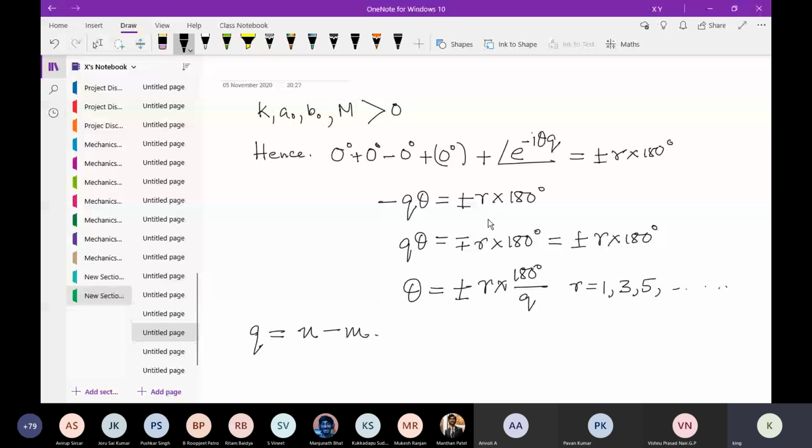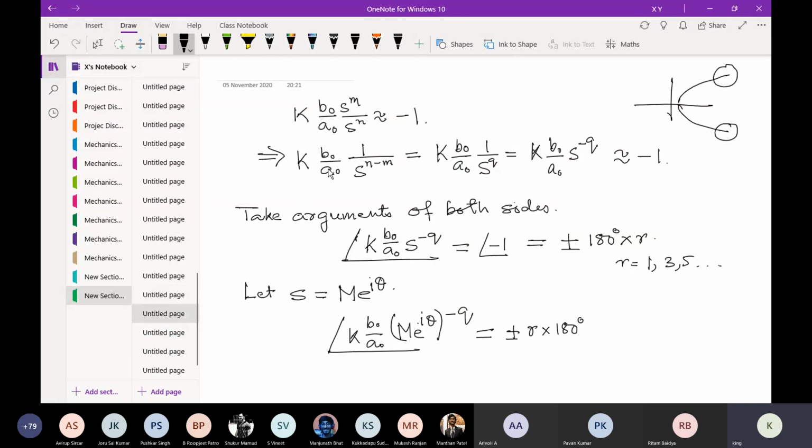Sir, but for that equation to hold argument. Why? These are two complex numbers. -1 is a very specific kind of complex number. So ultimately this thing has to be equal to -1. So based on that, we are doing our derivation.